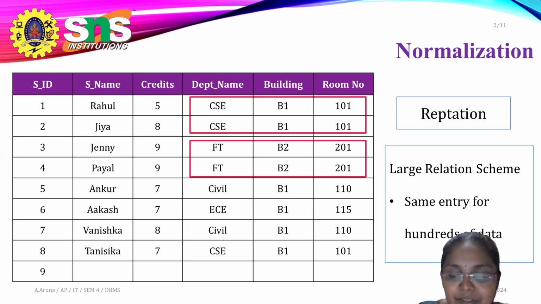For example, I have to search for CSC, and wherever it is CSC, I have to enter B7, again and again. It is a hectic process, am I right or wrong? So it is a hectic process. This can be avoided by using a normalization technique.